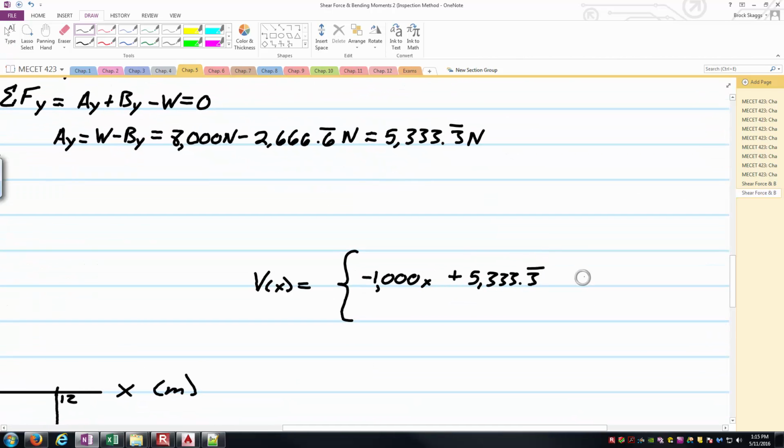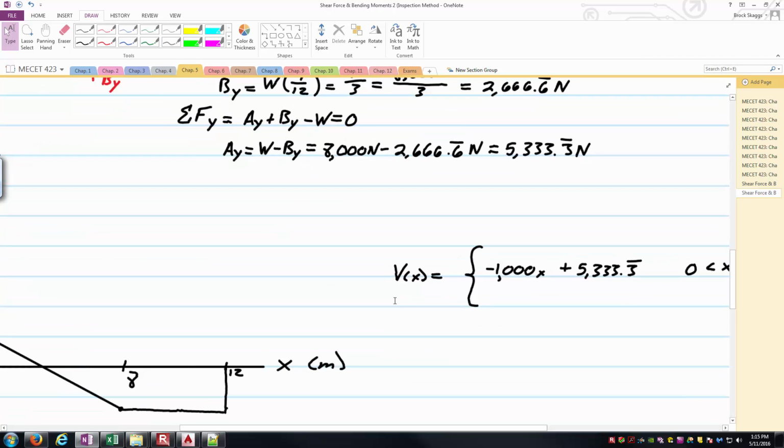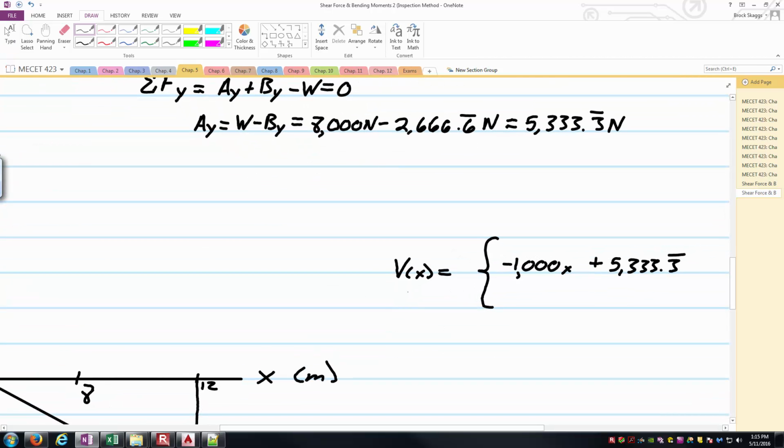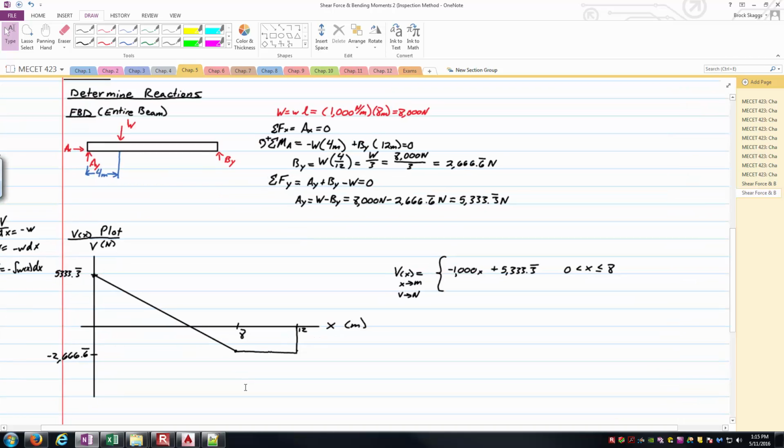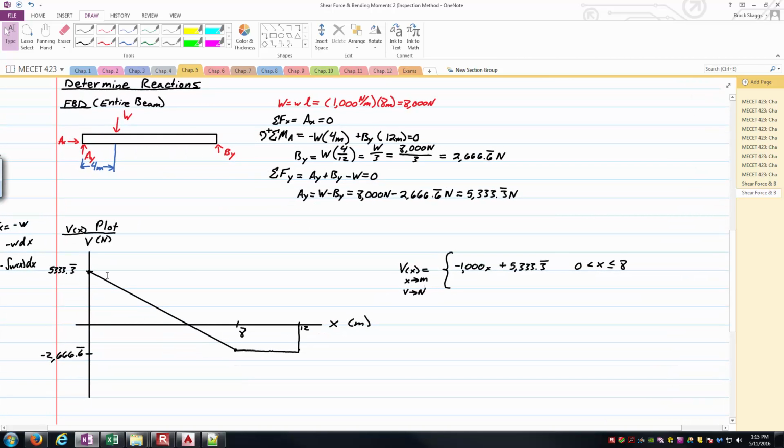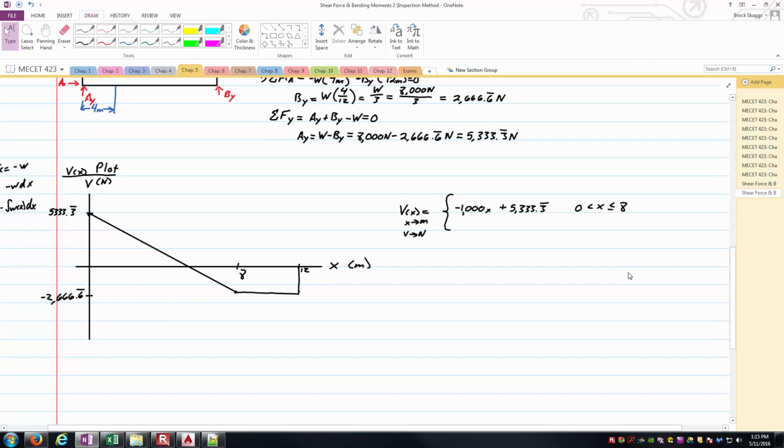And so we need to put in the domain that this is good through: 0 is less than x, which is less than or equal to 8. Here this is in meters, so as a note to myself, my x is going to be in meters and my V is going to come out in newtons. We've got this sharp discontinuity at x equals 0, associated with the concentrated force A sub y, and at B there's no concentrated force. That's where I'm putting the less than or equal to.